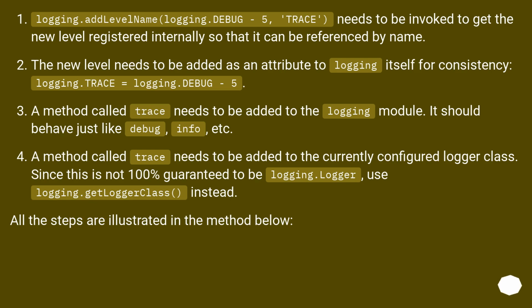The new level needs to be added as an attribute to logging itself for consistency: logging.TRACE = logging.DEBUG - 5. A method called trace needs to be added to the logging module. It should behave just like debug, info, etc. A method called trace needs to be added to the currently configured logger class. Since this is not 100% guaranteed to be logging.Logger, use logging.getLoggerClass() instead. All the steps are illustrated in the method below.